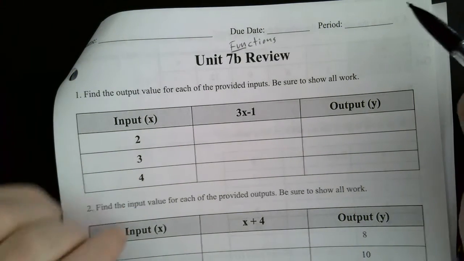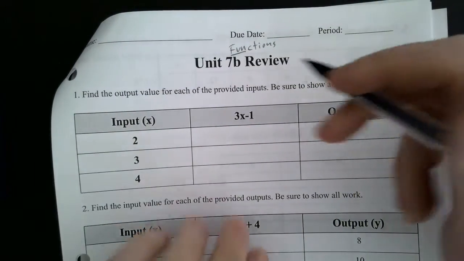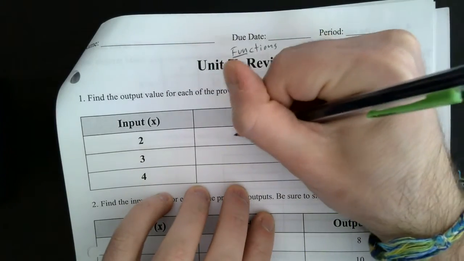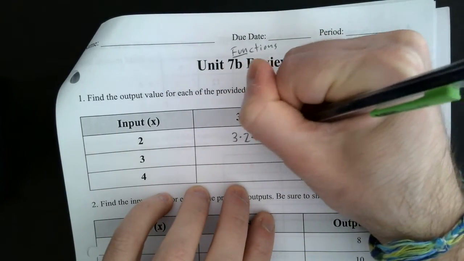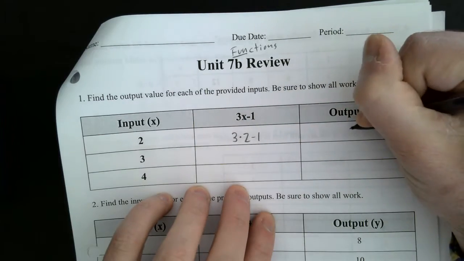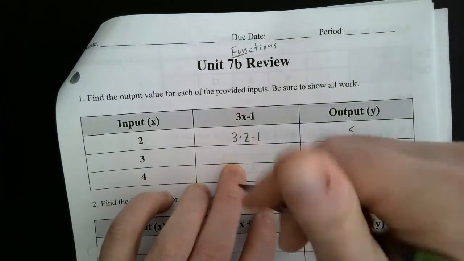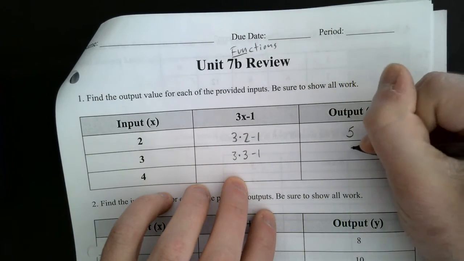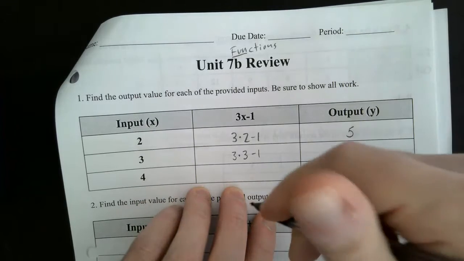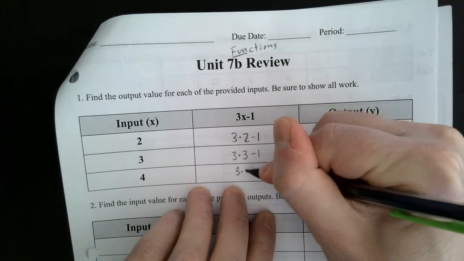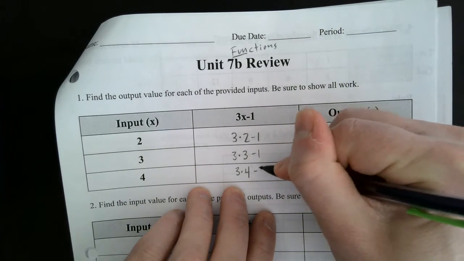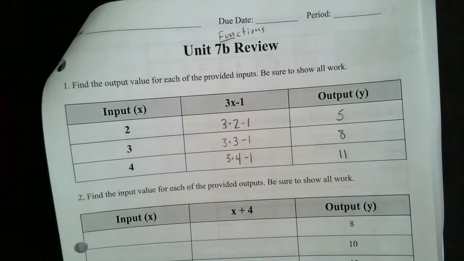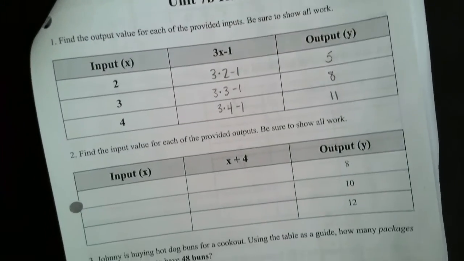Let's do this. So for number one, we're going to do the input-output table. If the input is 2, here's the rule. We're going to find the output. So instead of x in here, we're going to put 2. Let's do it. 3 times 2 minus 1. 3 times 2 is 6. Minus 1 is 5. She got 5. Let's try 3. 3 times 3 is 9. Minus 1 would be 8. Next one would be 3 times 4 minus 1. That's 12 minus 1 should be 11. So if you got those right, you should be feeling pretty good. Give yourself a tiny star.